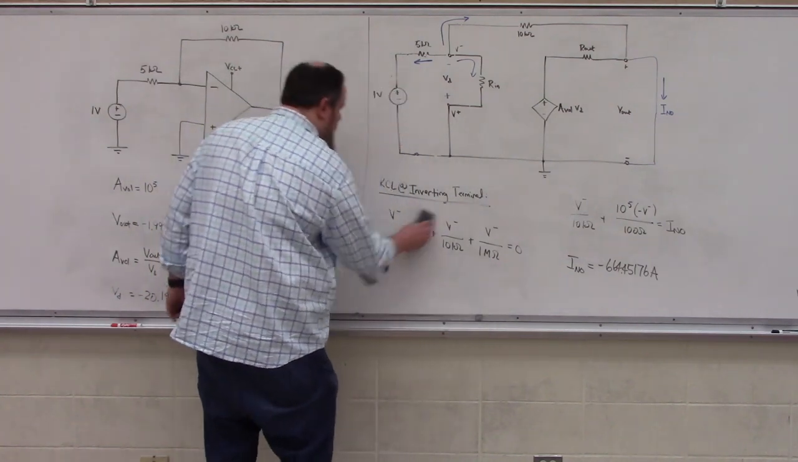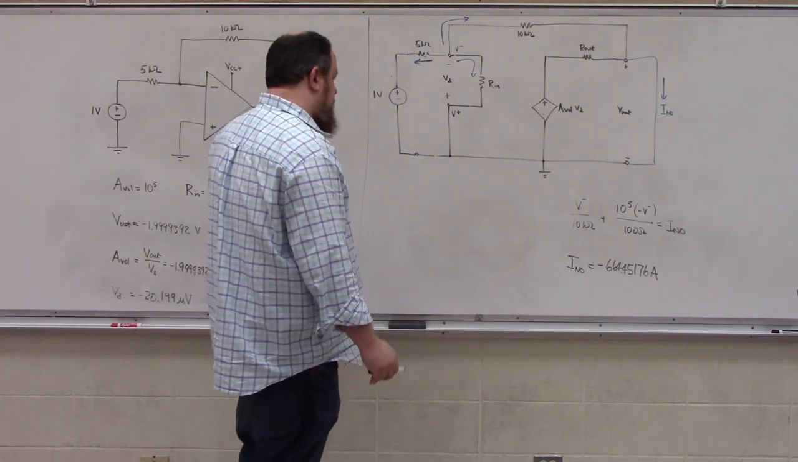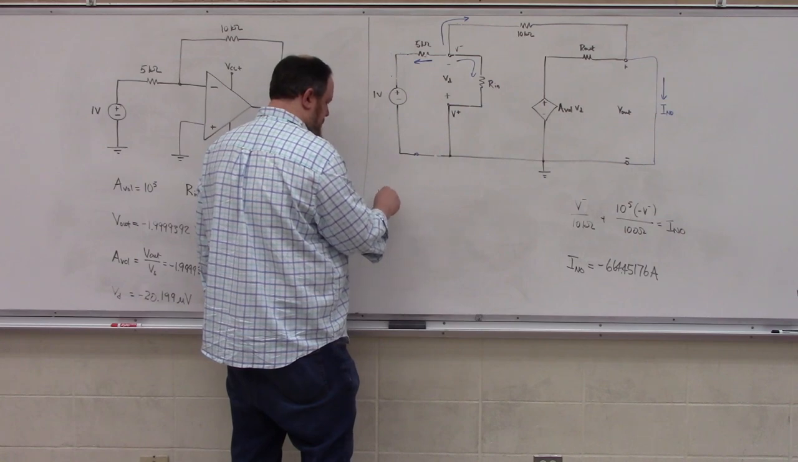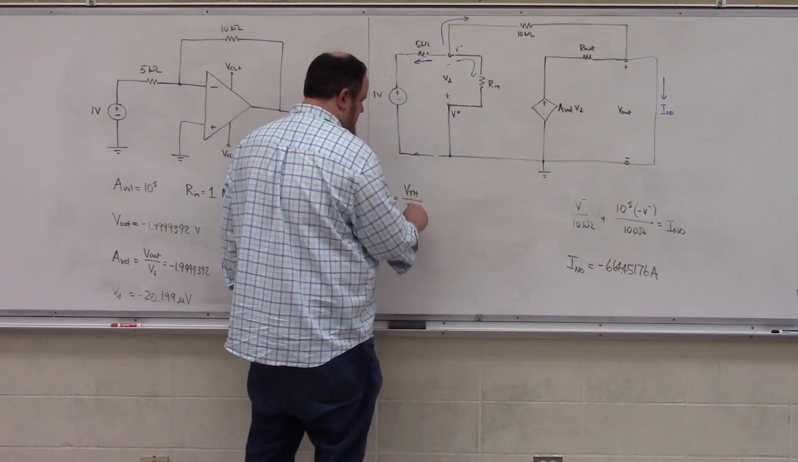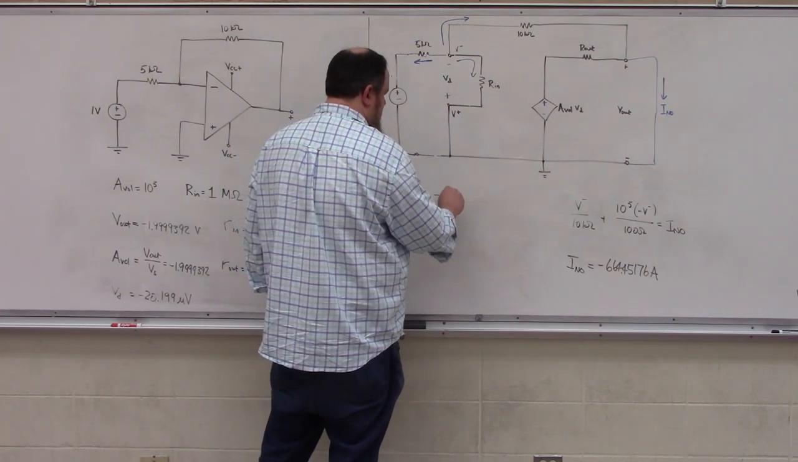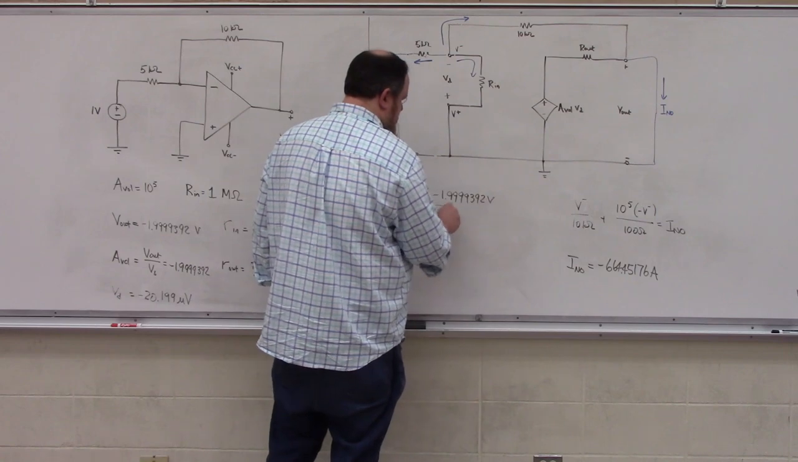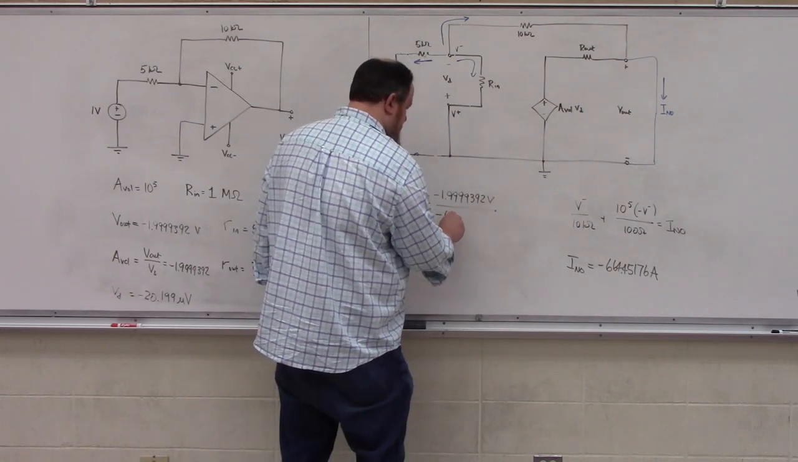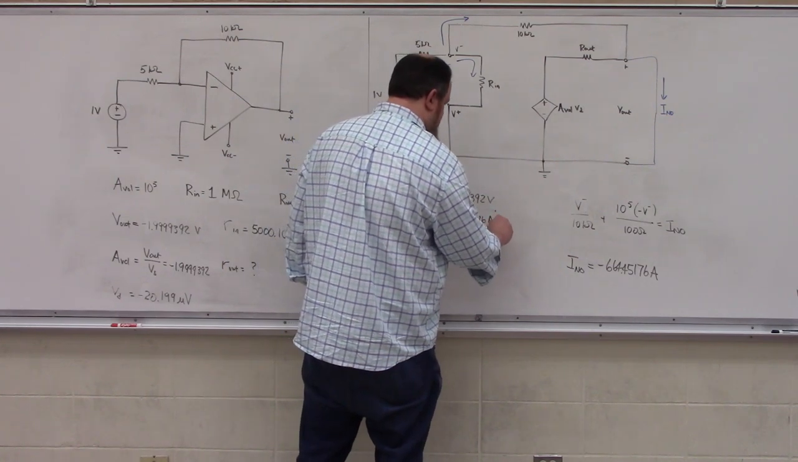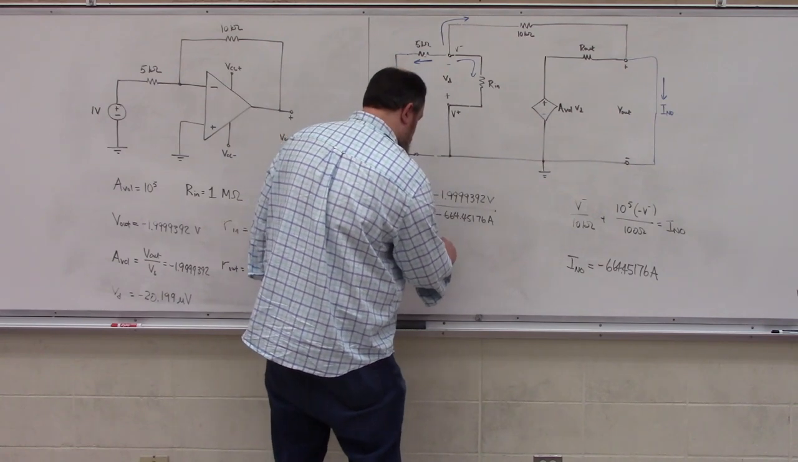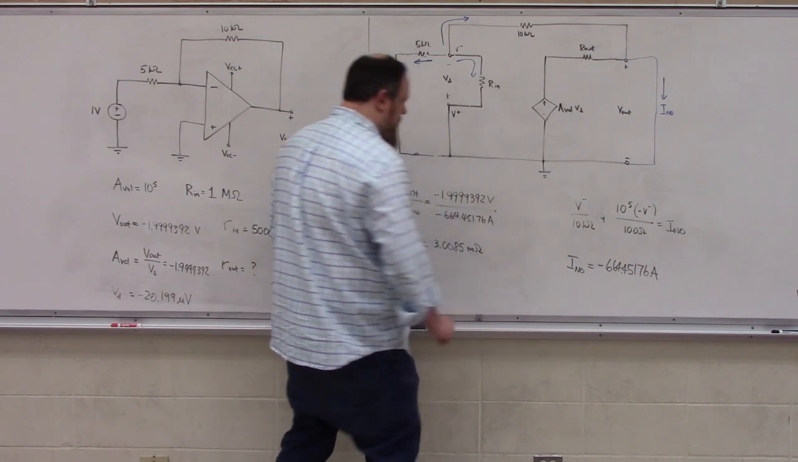Lastly, we now need to determine the resistance seen looking into the output terminals. R out is V Thevenin divided by I Norton, which is negative 1.9999392 volts, divided by negative 664.45176 amps, gives us 3.0085 milliohms.